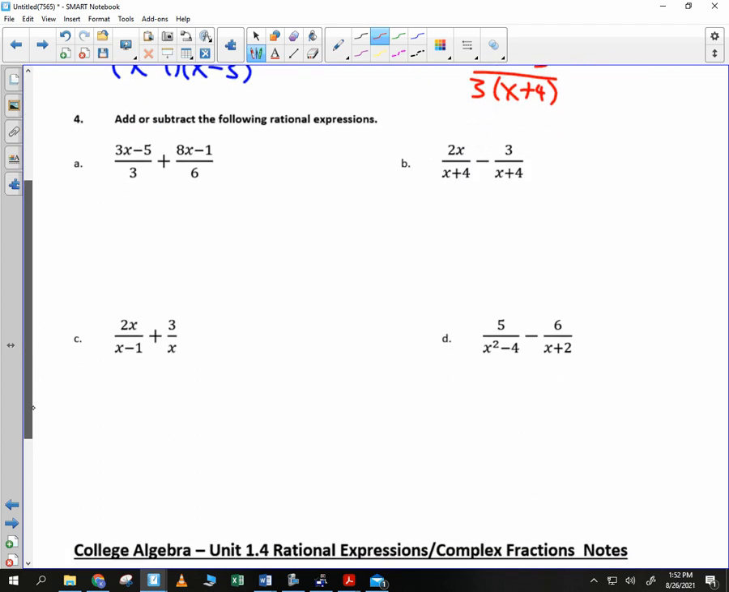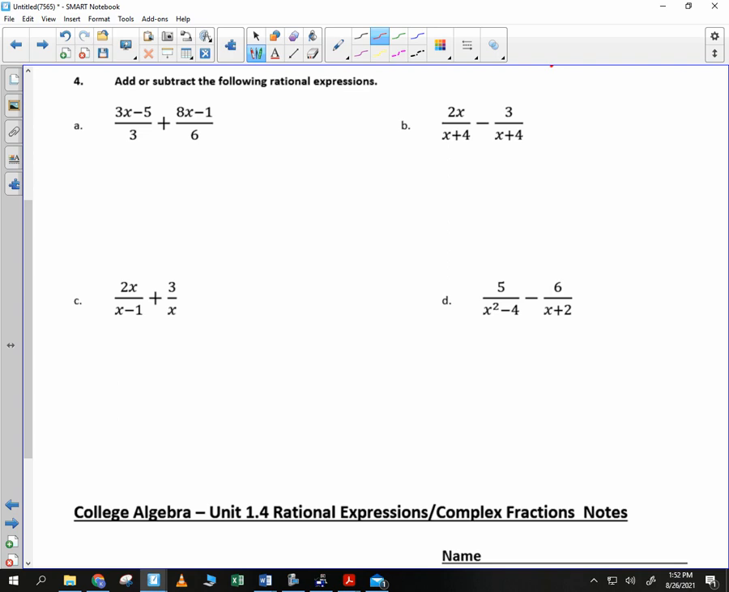We go to the last part, which is adding and subtracting rational expressions. In order to add or subtract fractions, you must have common denominators. What would the common denominator be in letter A? It would be 6, so I will multiply the top and bottom by 2. And I get 6x minus 10 over 6. And I get 8x minus 1 over 6.